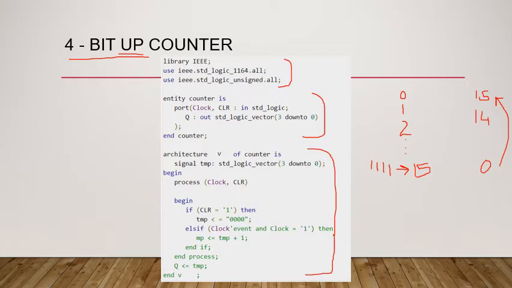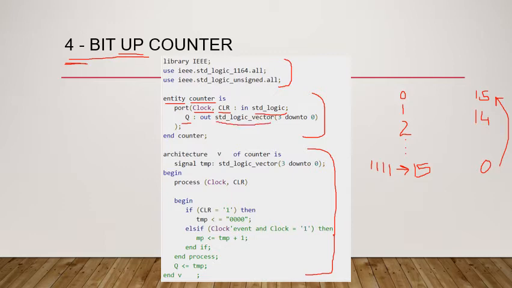Entity counter is, so we are giving the name of the entity as counter. We are declaring inputs and outputs. We have inputs like clock and clear. They are of type STD_LOGIC, the data type we are taking here. Then for output, we have a Q output and the output has to be 4 bits long, so we are declaring it as STD_LOGIC_VECTOR.